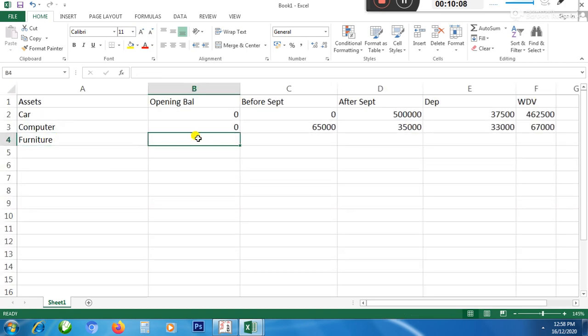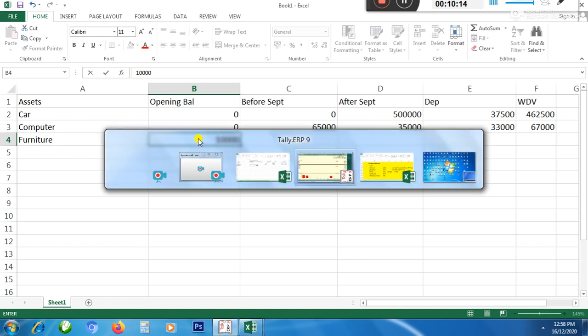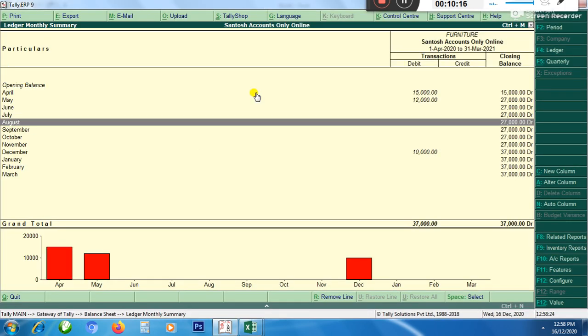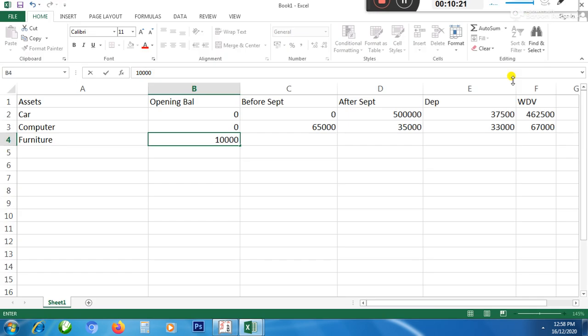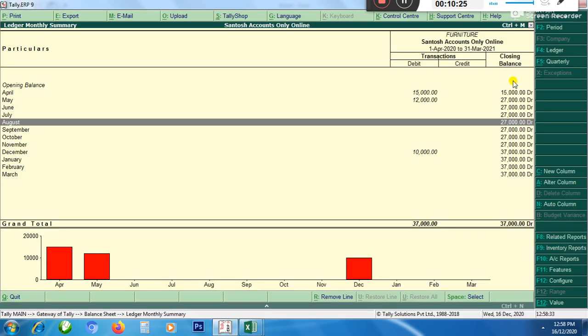So on furniture, opening balance is not there. Okay. So if there is opening balance here also, you have to put the opening balance. Remember, opening balance means previous year data. Okay, you have to put that there. Before value, I'll just put it here just to explain to you. Before value is 27,000.